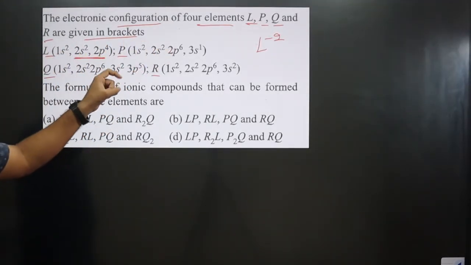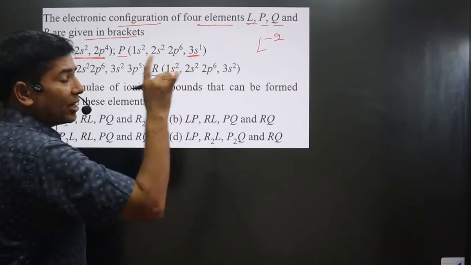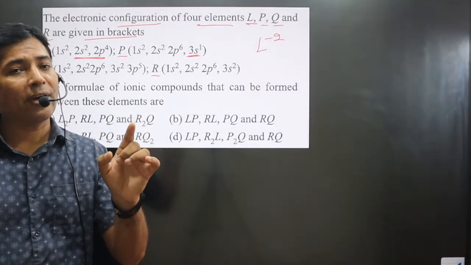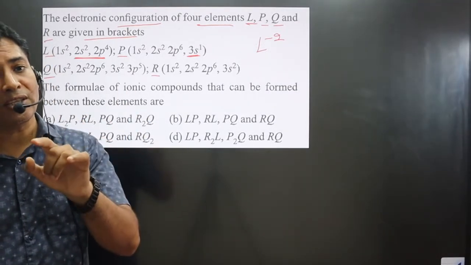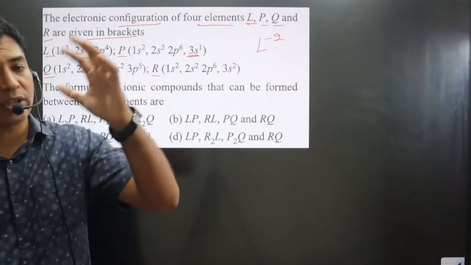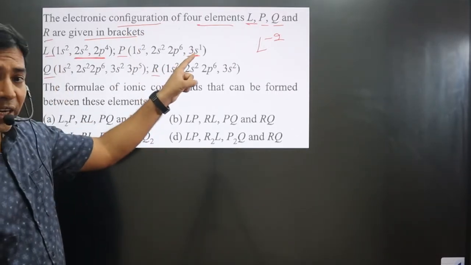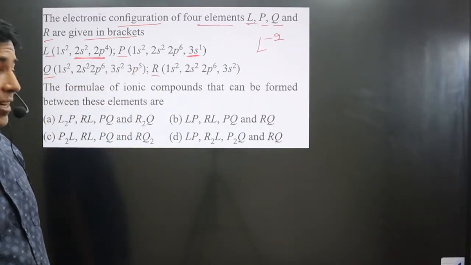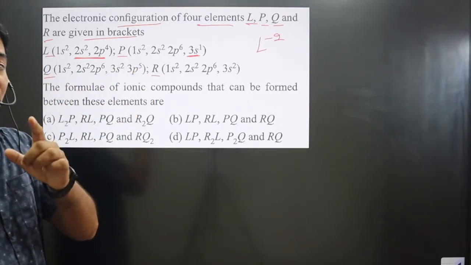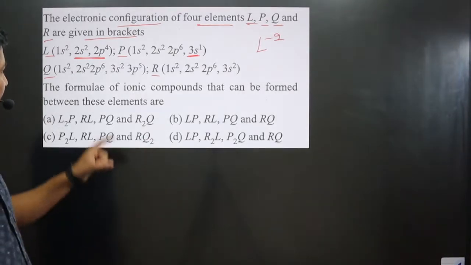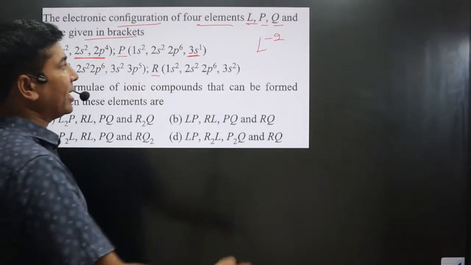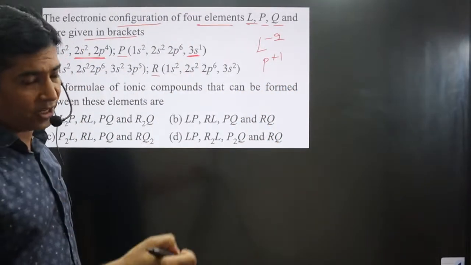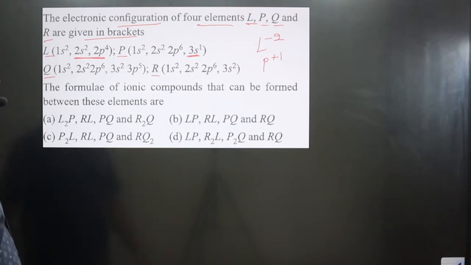In case of P, in the outermost you can see it has only 1 electron. Keep in mind, metals, especially elements having 1 valence electron, 2 valence electrons, 3 valence electrons, always have tendency to lose the electron. Only 1 electron means this P belongs to first group elements. They have tendency to lose how many electrons? 1 electron. And P has only 1 valence electron, so P will carry plus 1 charge because it has tendency to lose the electron.